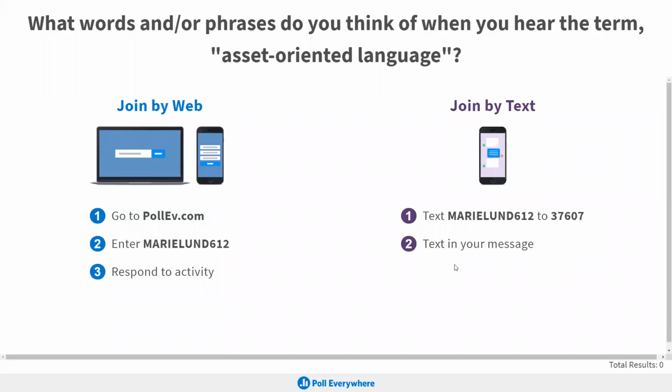This will come up as a word cloud, and so if you have a phrase or a sentence or more than just one word that you're putting in, just leave no spaces with that so it comes up as one unit, one response in the word cloud. But let's try this and see how this works.